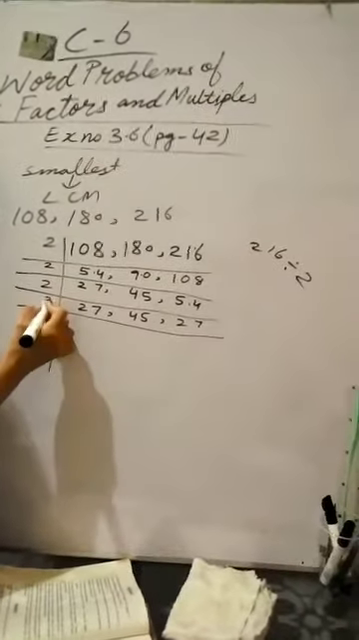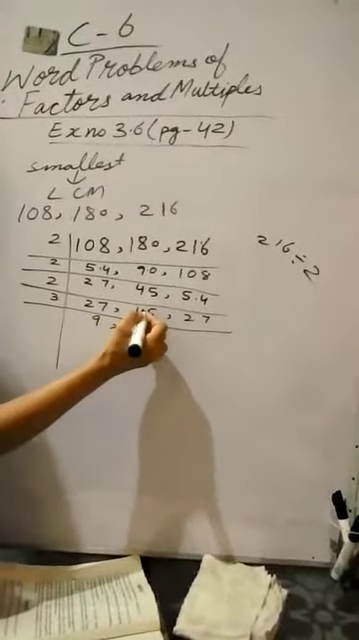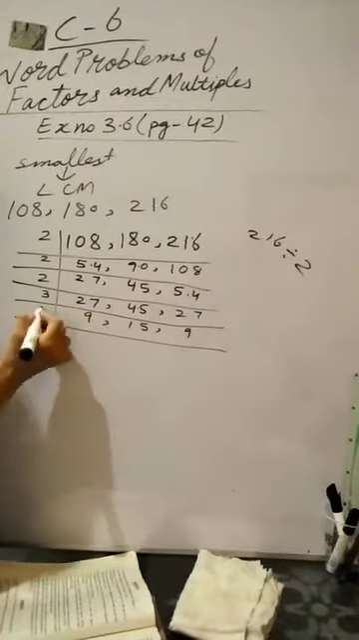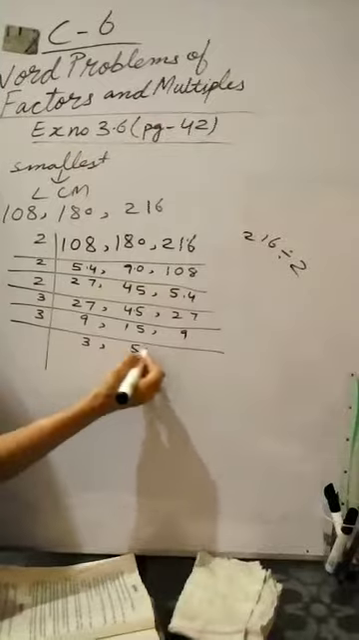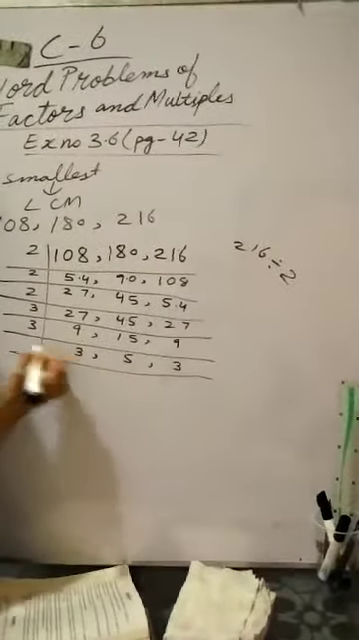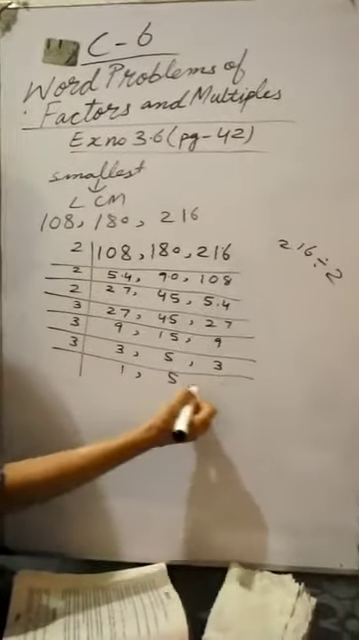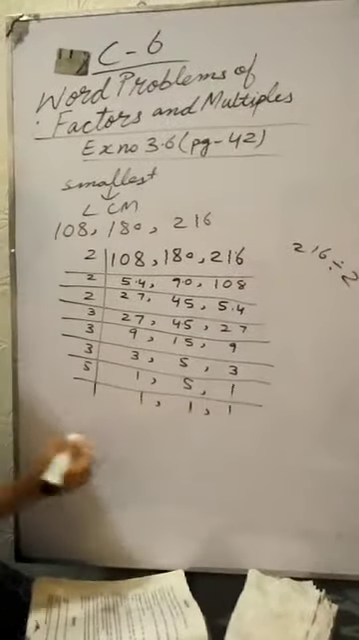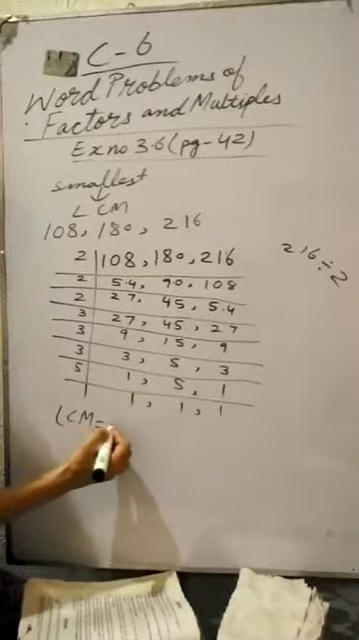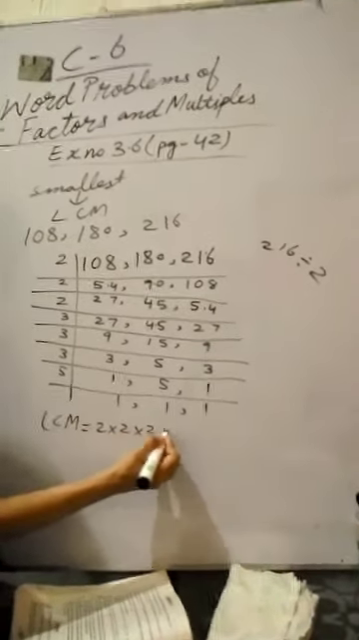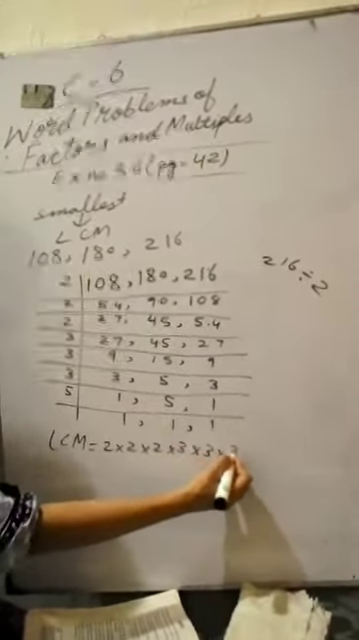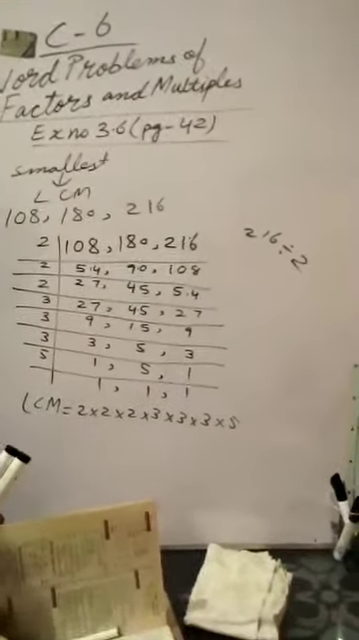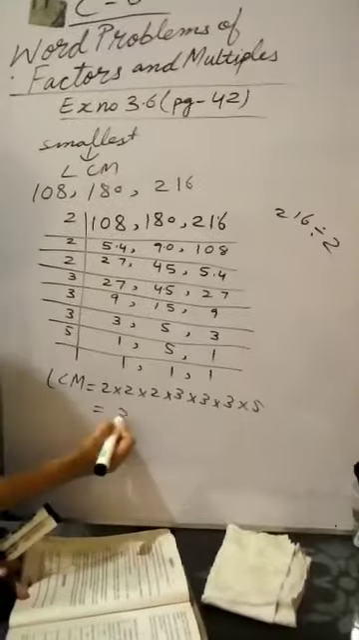Now go for 3. 3 9s are 27, 3 1s are 3, 1 on the carry, 3 5s are 15, 3 9s are 27. Then 3 3s are 9, 3 5s are 15, 3 3s are 9. Then 3 1s are 3, 5 is not possible, 1. Then 5 1s are 5, 1 1 is 1. Now multiply all the factors: 2 times 2 times 2 times 3 times 3 times 3 times 5. When you multiply all these numbers, you will get the answer.